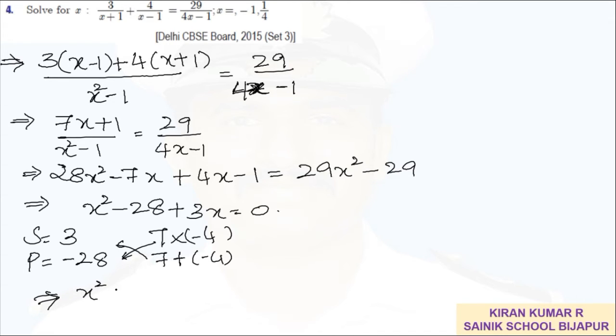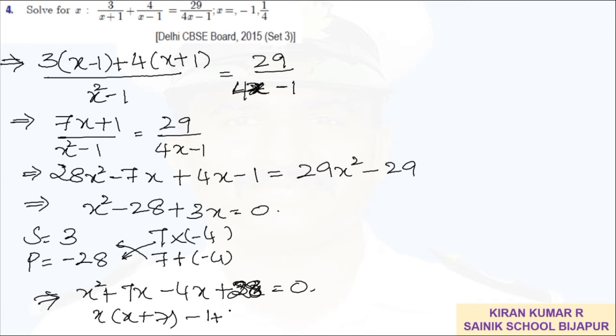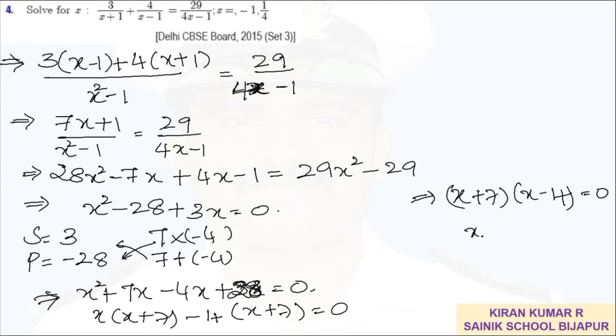Therefore x² + 7x - 4x - 28 = 0. In the first two terms, I'll take x common: x(x + 7). Minus 4 common from the 28 constant term: -4(x + 7) = 0. I'll continue here. (x + 7) is common, into (x - 4) = 0. x is equal to negative 7 or positive 4. These are the roots.